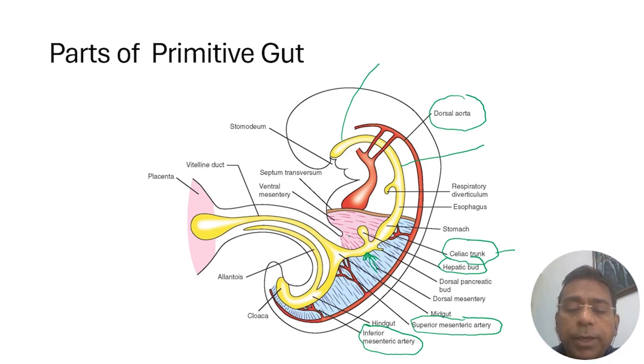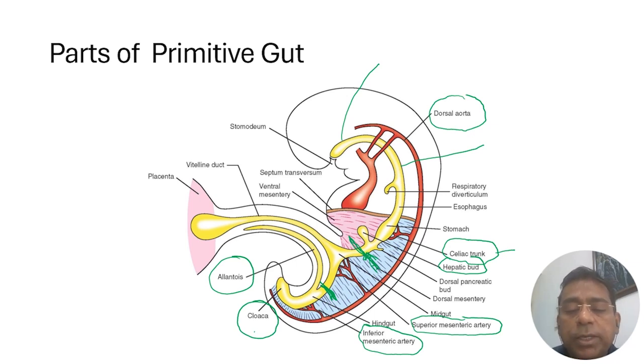So here the foregut ends and the midgut begins, and midgut will continue with the hindgut where the allantois is opening into the hindgut, and the hindgut opens into an endoderm lined space, the cloaca. So that's the hindgut.